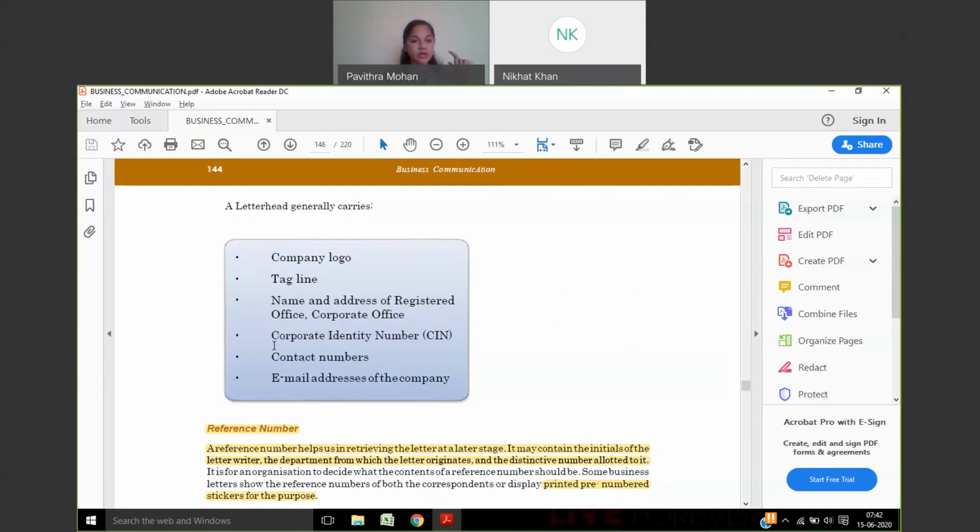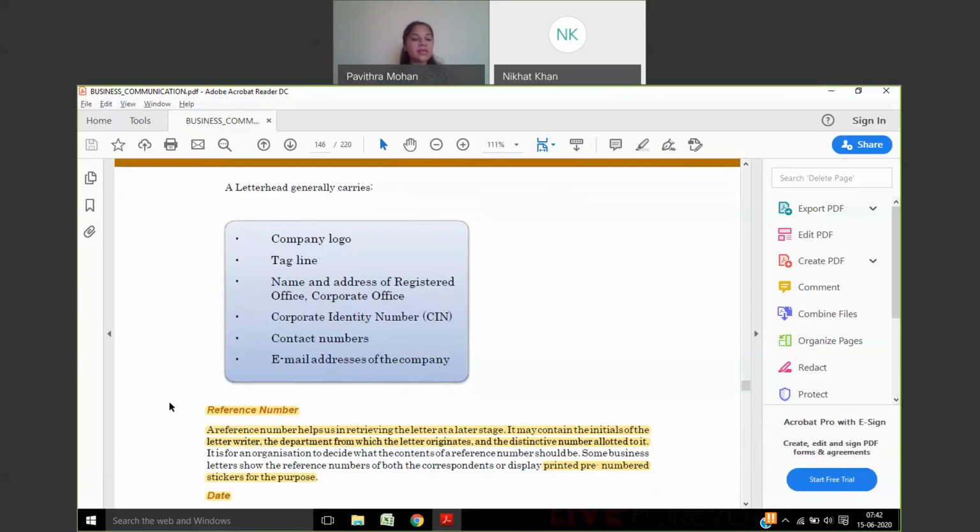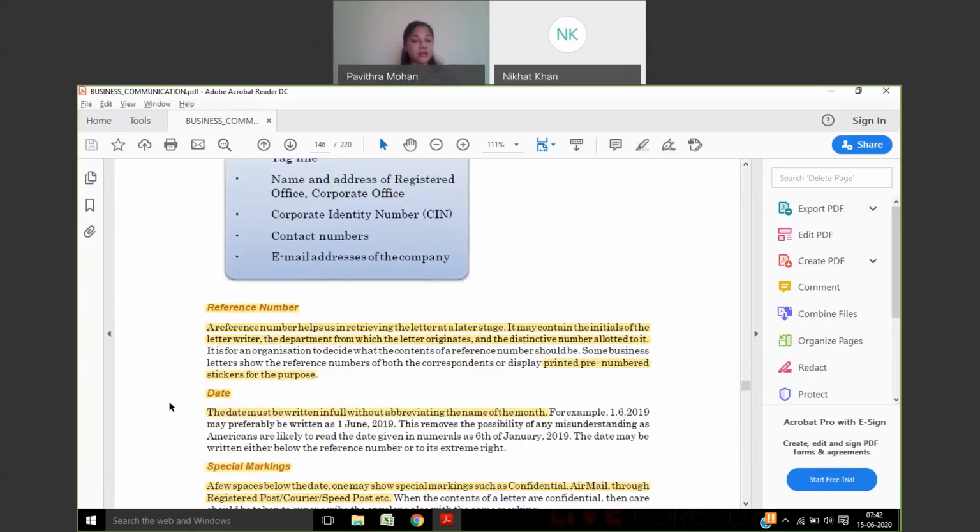Then you have to provide your CIN number, followed by the contact number, then the email address and also the website address. Along with this, if your company has taken GST registration, then you have to give your GST number also. These are the important things which need to be ensured in my letterhead. After the letterhead, the next thing that comes into the picture is the reference number.